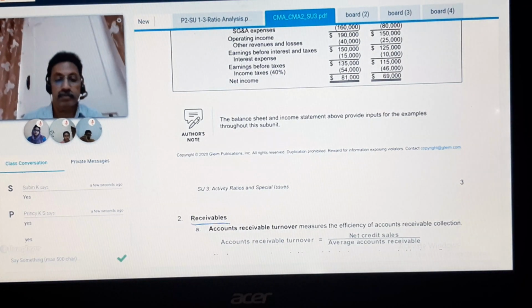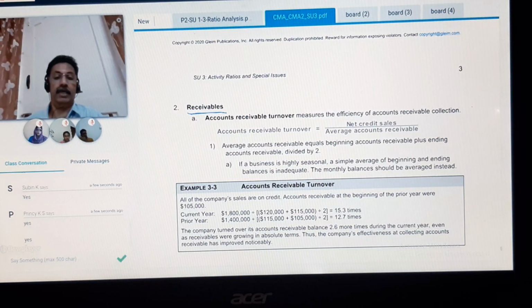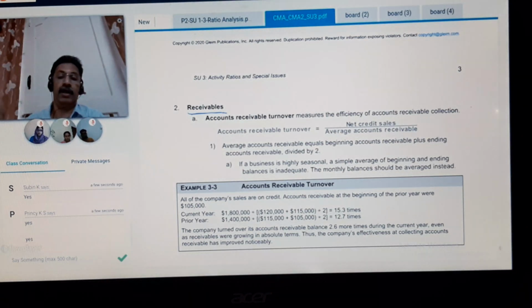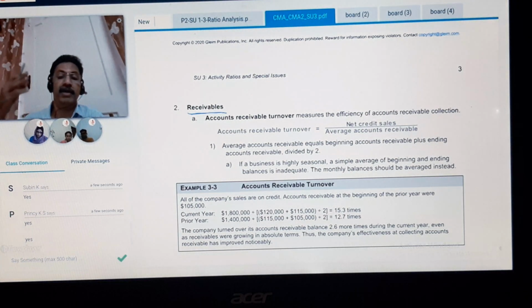Receivable. First of all, receivables are getting generated when you are having credit sales.